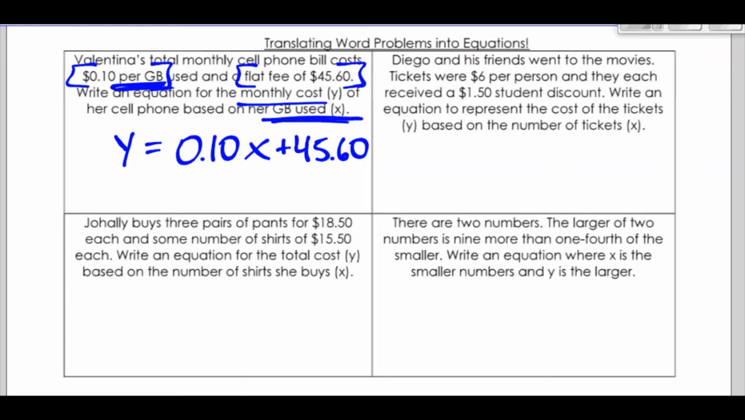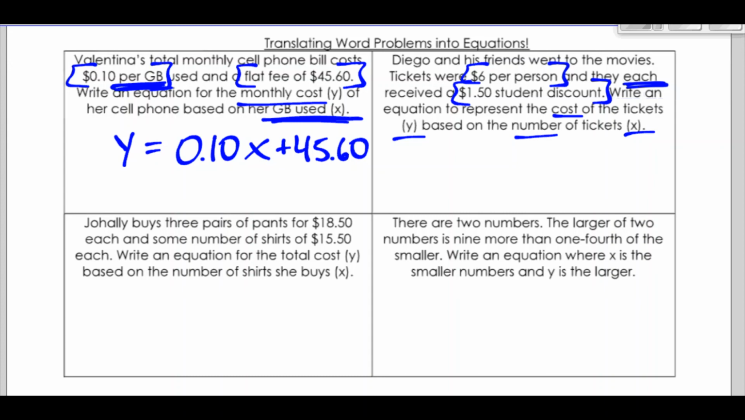And the next one says, Diego and his friends went to the movies. Tickets were $6 per person. They each received a $1.50 student discount. Write an equation to represent the cost of the tickets, y, based on the number of tickets, which is x.